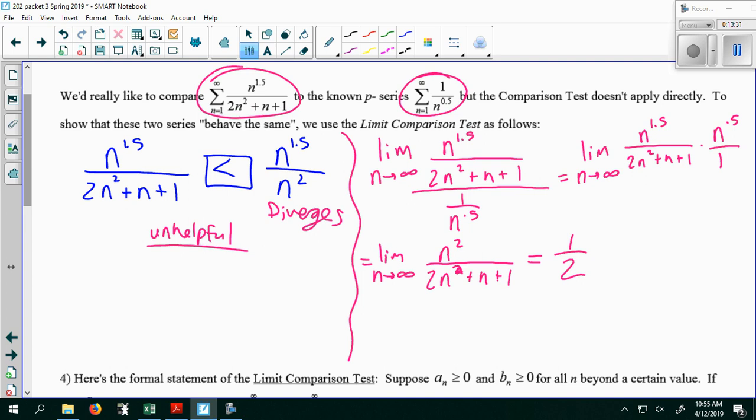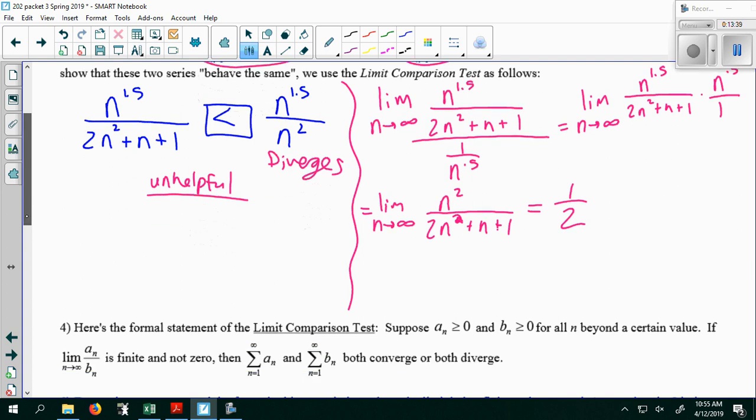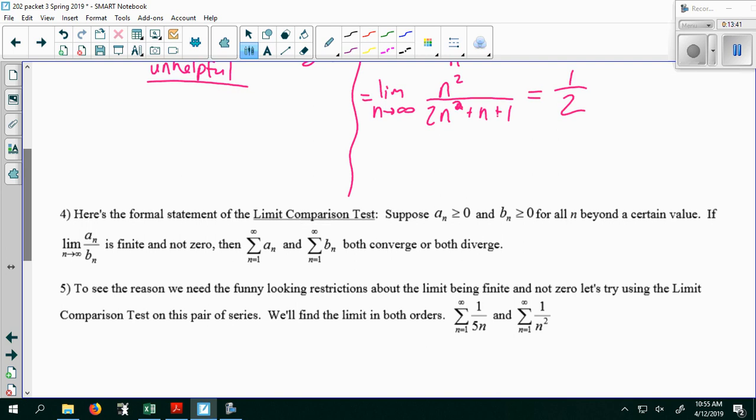Okay, so 1/2, it's not 0, and it's finite. That is what the limit comparison test tells us to look for. It says if you compare the terms of two infinite sums and you get a limit that is finite and not 0, then the two sums have the same behavior. They either both converge or they both diverge.